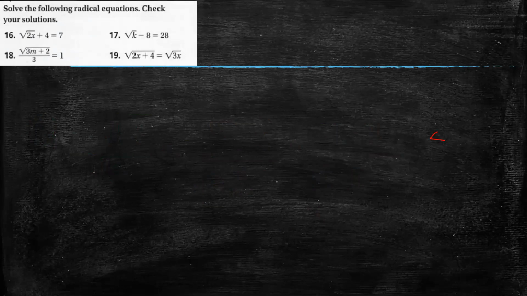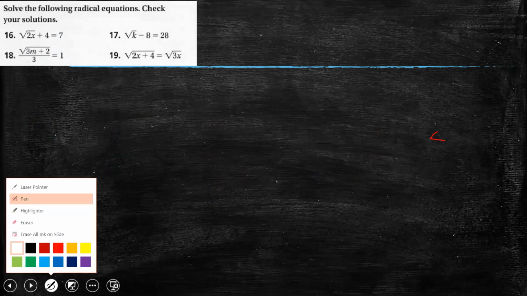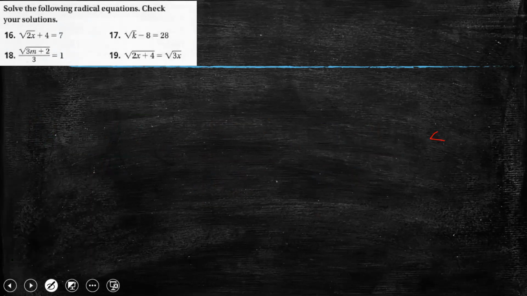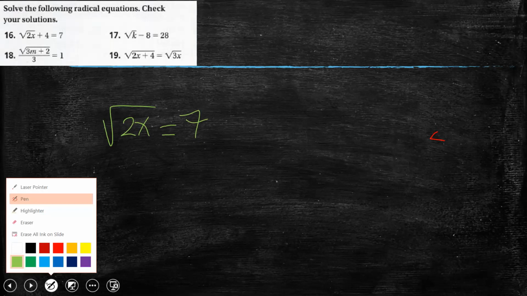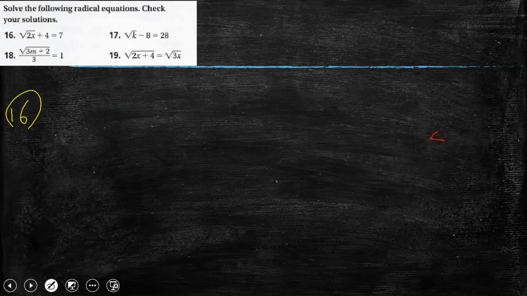Now let's go to the radical equations. How can we solve them? In the radical equations here, as you see, this one is a radical expression. But if you have it like this, we call it a radical equation. And since it is an equation, we need to solve it. So number 16: square root of 2x plus 4 equals 7.